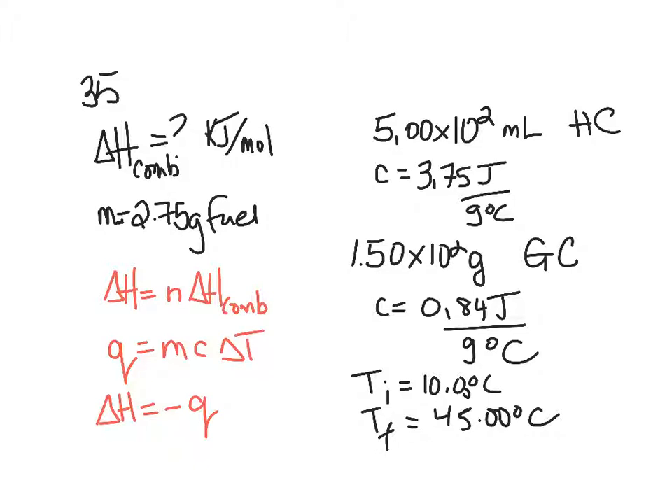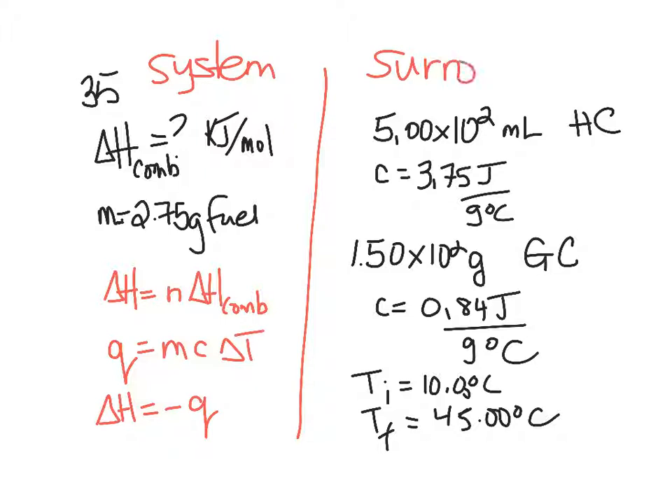So not only are you heating up the hot chocolate, though, you're heating up the glass. So you're going to have two Q's, and you're going to add them together. So this is our system. This is our surroundings. The unknown that we're looking for is found with our system, right? We're looking for this, which is part of our system, so we must have enough information to solve for Q for our surroundings. So that's what you do next.